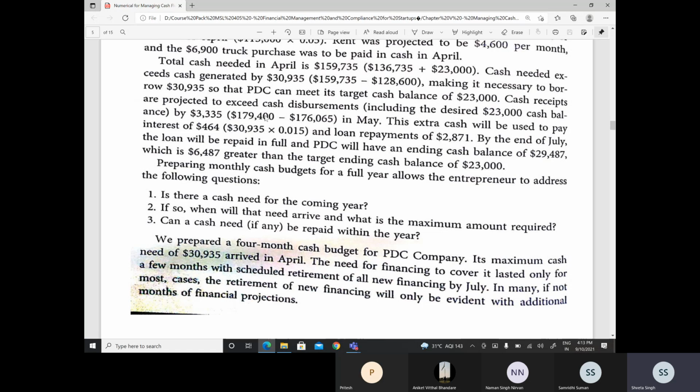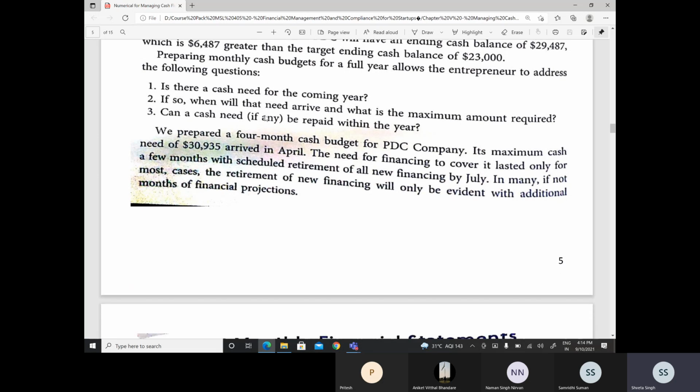2,871. By the end of July, the loan will be repaid in full and PDC will have an ending cash balance of 29,487, which is 6,487 greater than the target ending cash balance of 23,000. So basically it's at the end of July that the company is going to start churning out extra cash, which will actually get added to the basic cash that is required.